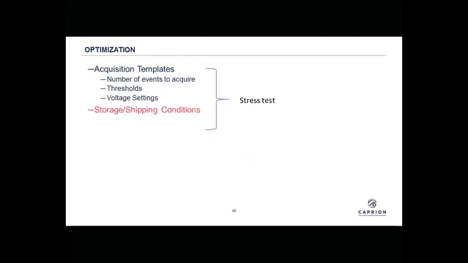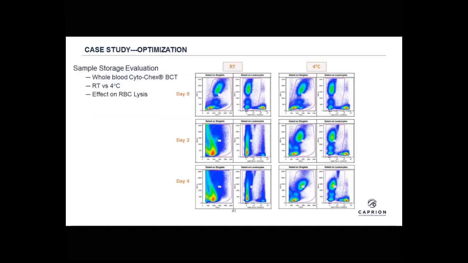And this is not an exhaustive list. There's many things we can do during assay optimization. We do want to look at our acquisition templates and see what we should put the threshold parameters, how many events we should acquire, things like that. We also need to look at our shipping conditions and our storage conditions. So we really want to stress test that method before we go into validation.